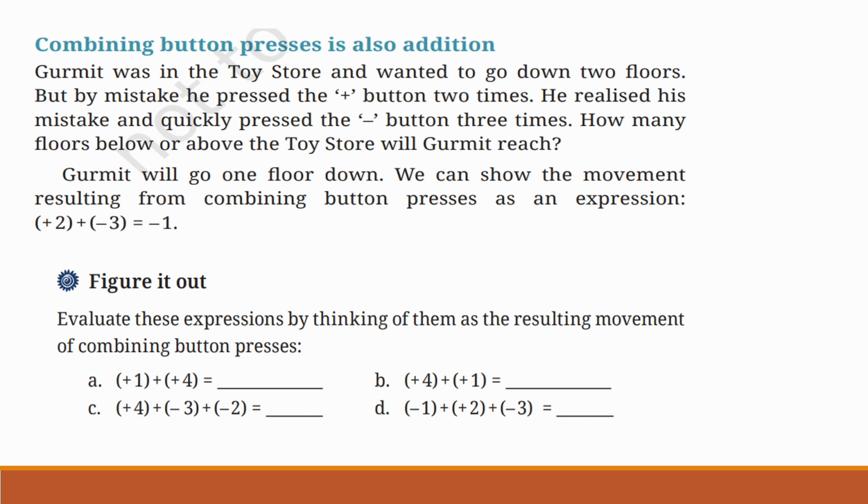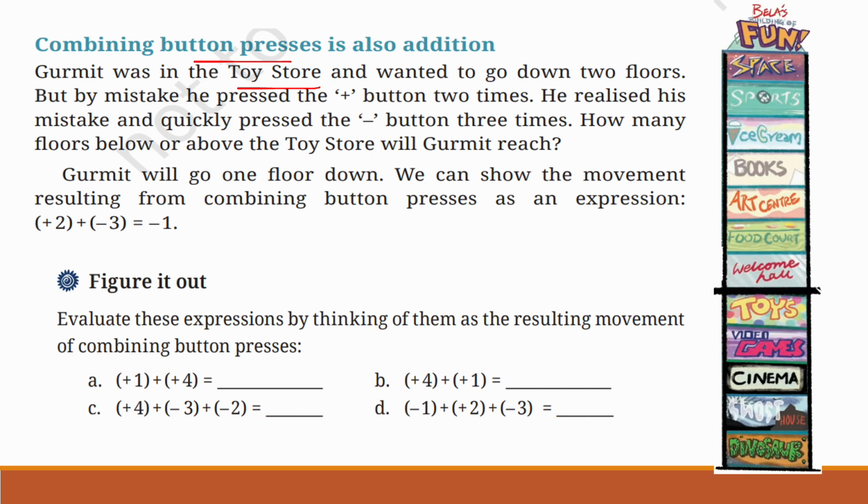Combining button presses is also addition. Gurmit was in the toy store and wanted to go down 2 floors. See, he is in the toy store. He wanted to go down 2 floors, that is minus 1, minus 2. He wanted to go to the cinema floor. But by mistake, he pressed the plus button 2 times from the toy store. See, plus 1, plus 2. He reached the food court.